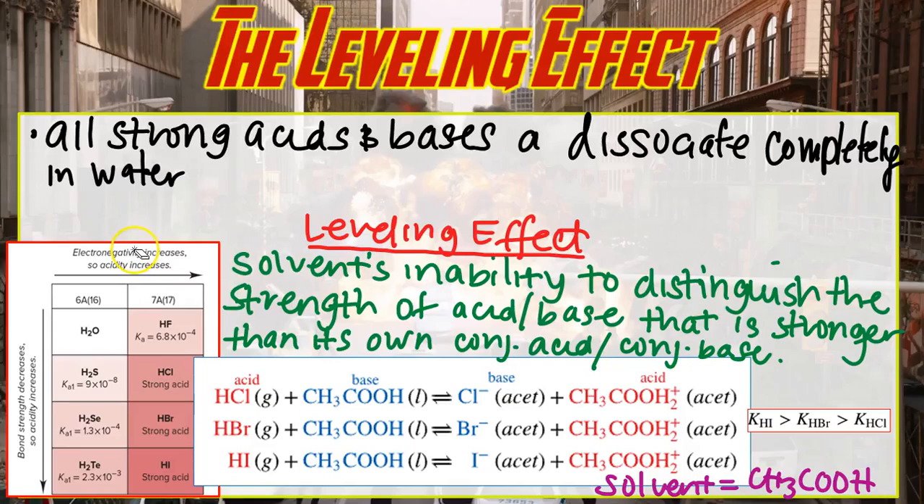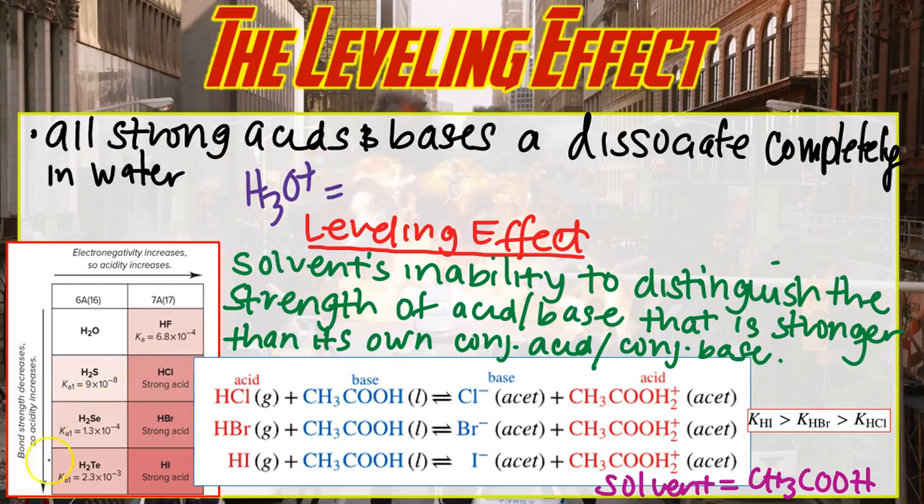So we know all strong acids and bases are equally strong in water. And we also know that all strong acids are going to dissociate completely to form H3O+, and all strong bases are going to dissociate completely to form OH-. Well, guess what, folks? The strongest acid possible in water is H3O+, and the strongest base possible in water is going to be OH-.